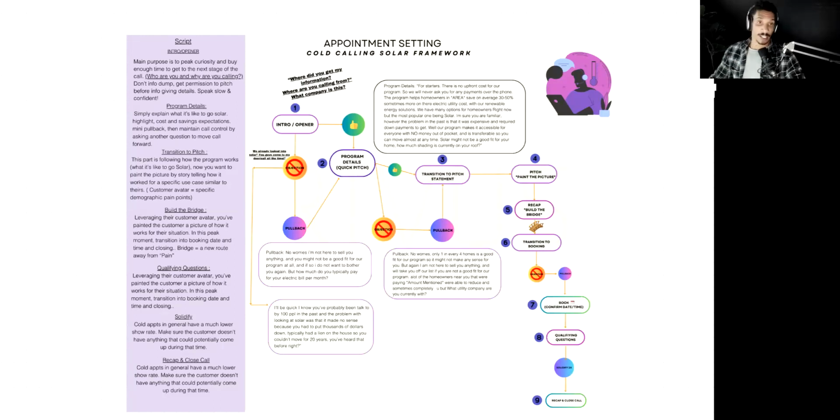So step number one, intro. Again, pique curiosity, don't info dump, get permission to pitch. Speak slow, speak confident, be confident about why you're calling, be confident about what company you are, be confident about how you pulled their data, be transparent about it, right? Use pullbacks. Pullbacks are your best friend. Hey, you might not be a good fit at all. I don't want to waste your time, man.